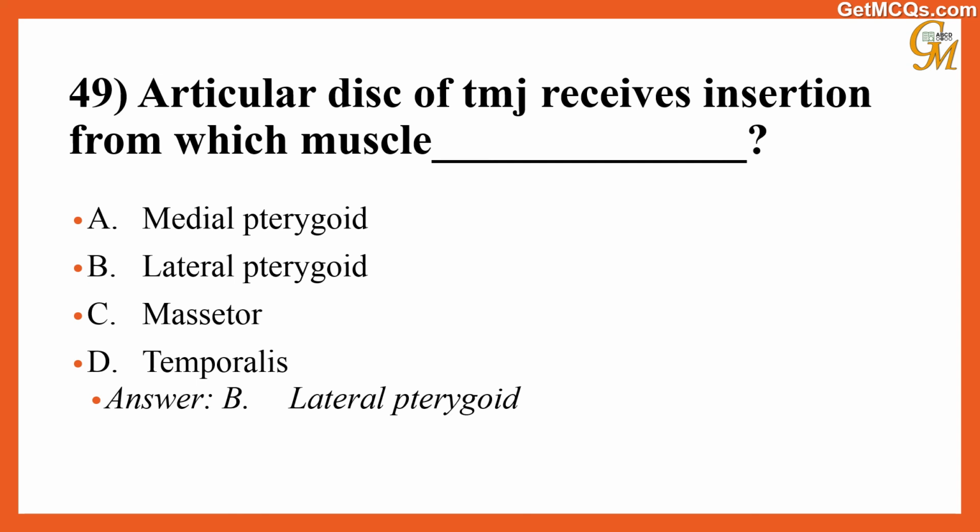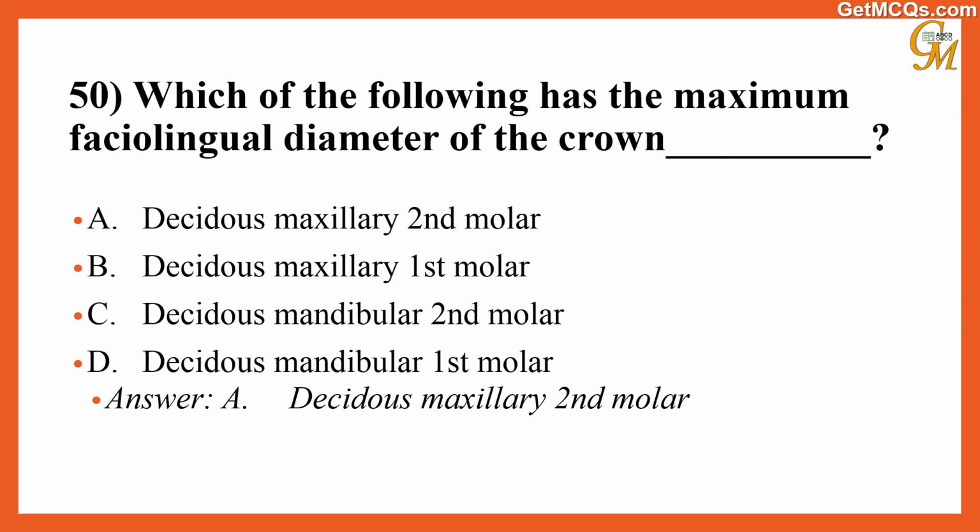49. Articular disc of TMJ receives insertion from which muscle? Answer: B. Lateral pterygoid. 50. Which of the following has the maximum faciolingual diameter of the crown? Answer: A. Deciduous maxillary second molar.